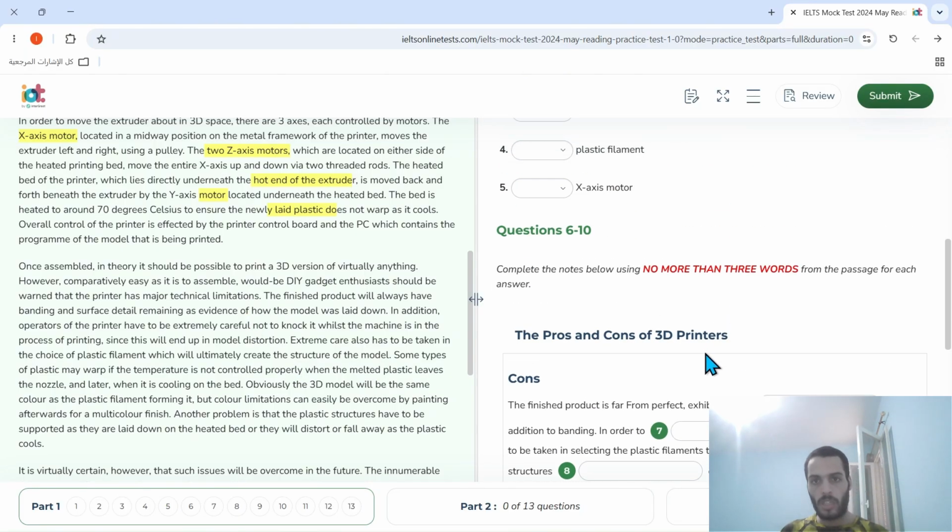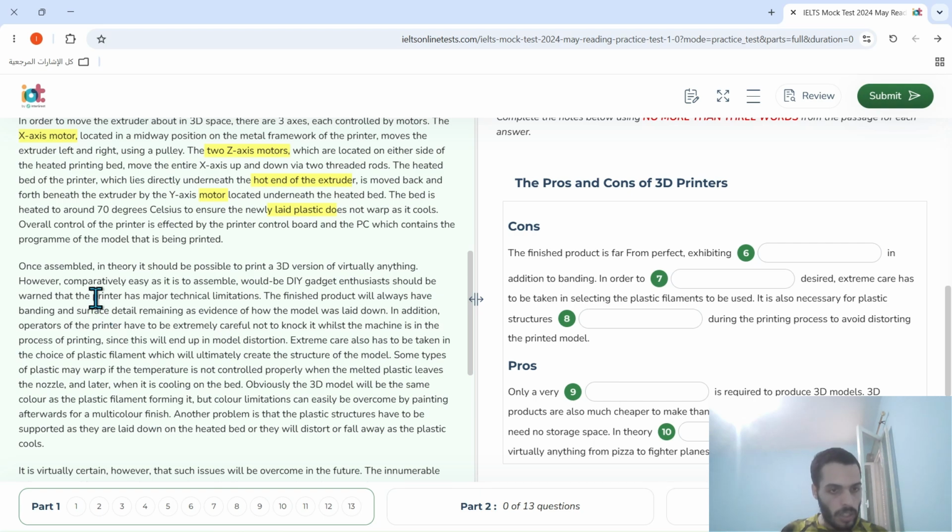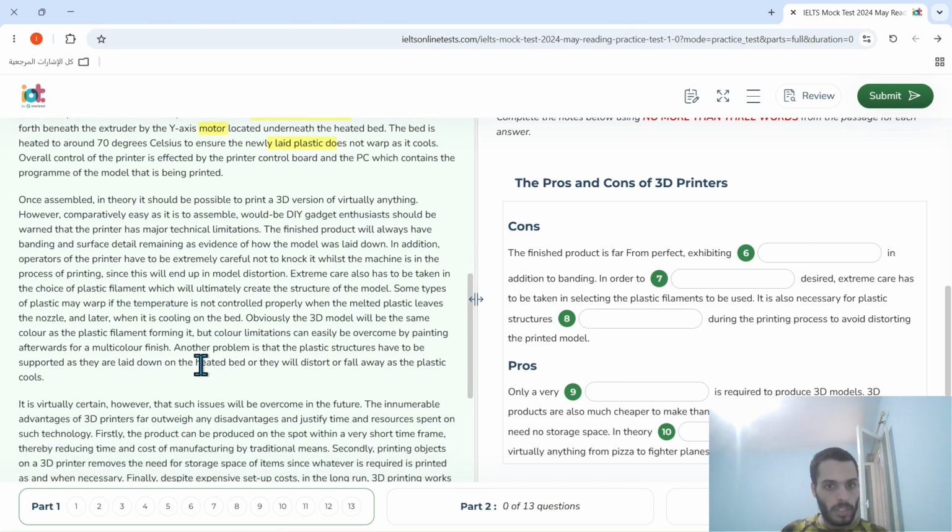Cons, pros of 3D printers. Okay, and here it should be visible to print a 3D version. Easy to assemble. Far from being, exhibiting, in addition to banding. Okay, here is banding. In addition, finished product. Okay, here is finished product.